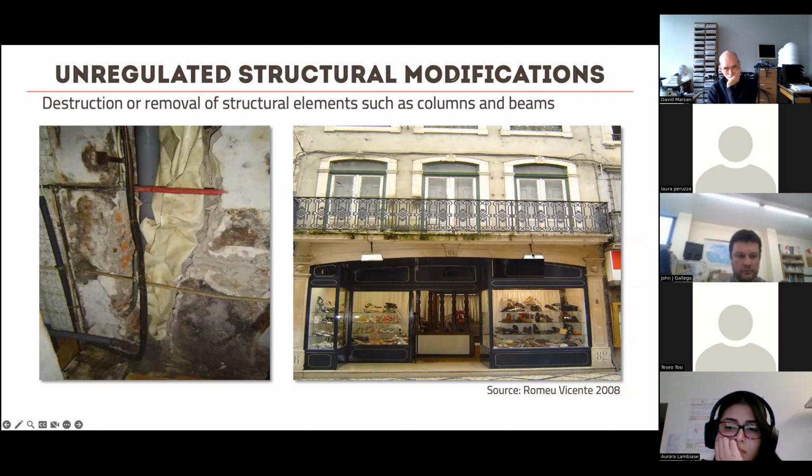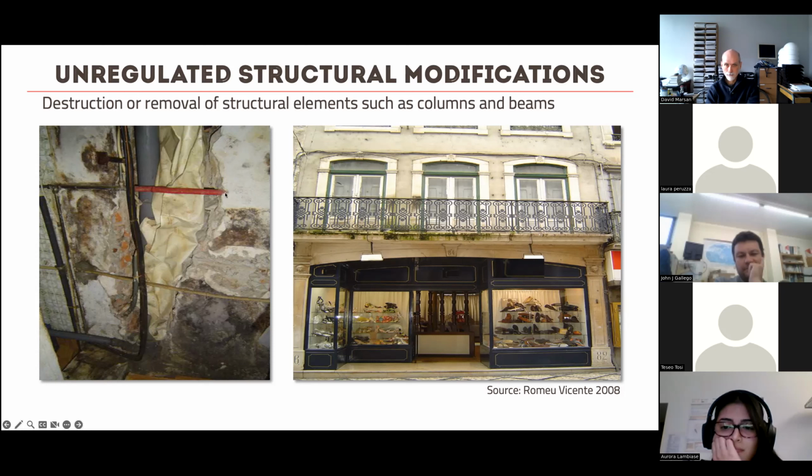If you look at this store, you can see that they used to have columns here and here, but they decided, well, I need a shop for shoes. So they just removed the columns because they assumed that those columns were doing nothing there. This is also something that existed.